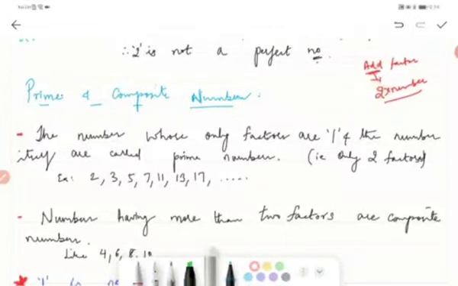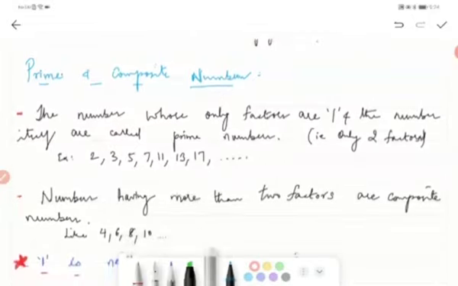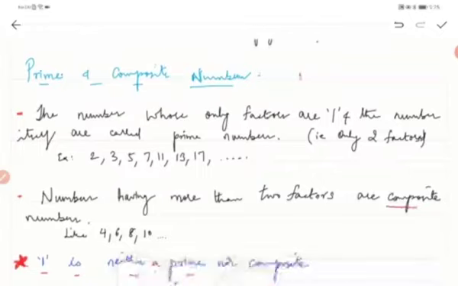And you saw prime numbers and composite numbers. What are prime numbers? Prime numbers are those which have only two factors, and those two factors are 1 and the number itself. The rest, the numbers which have more than two factors, are called composite numbers. And 1 is neither a composite nor a prime number. You need to remember this. This is very important.